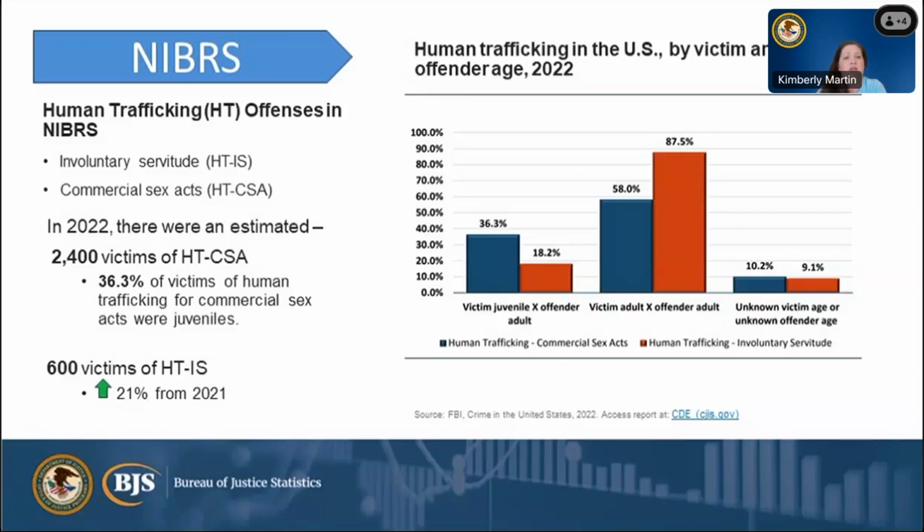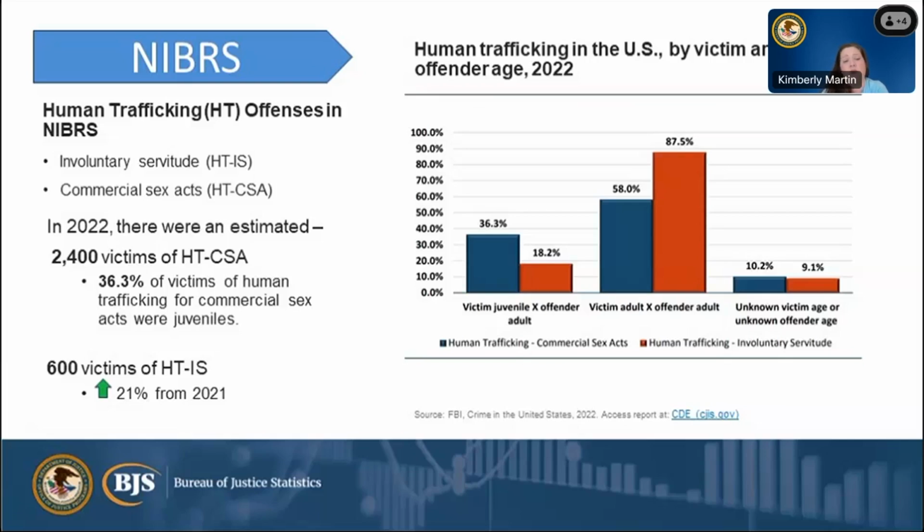They put out individual reports just on human trafficking. The two types that they measure are human trafficking for involuntary servitude and human trafficking for purposes of commercial sex acts. And this is just a graph showing what the national estimates were for these offenses in 2022. It's an area where we are really interested in learning more about how law enforcement identifies and records these types of crimes. In 2022, we estimate there were about 2,400 victims of human trafficking for commercial sex acts. That is the bulk of human trafficking offenses that were reported.